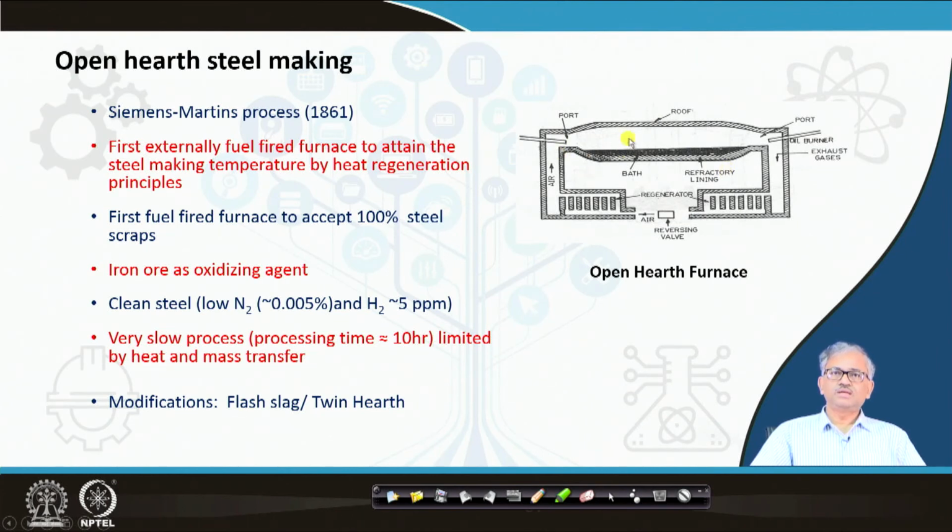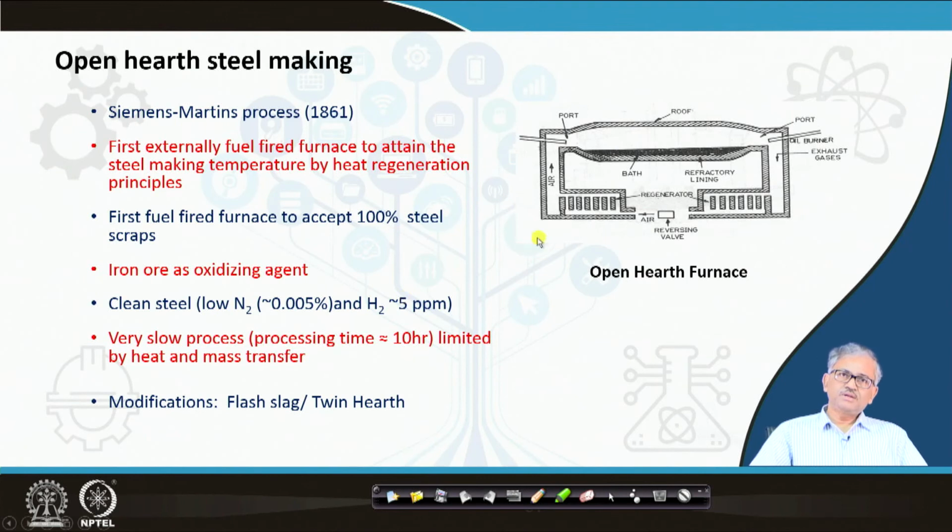Preheating means when the exit gas is coming out, a part of the gas is used for preheating, and obviously whatever sensible heat is available was sufficient to preheat the checker works. So to shorten the time period, in one half you can preheat, and in the other part you can melt. So to shorten the time, this twin hearth furnace also came. Flash slag practice was there, but anyway, this furnace could not compete once the LD furnace took over.